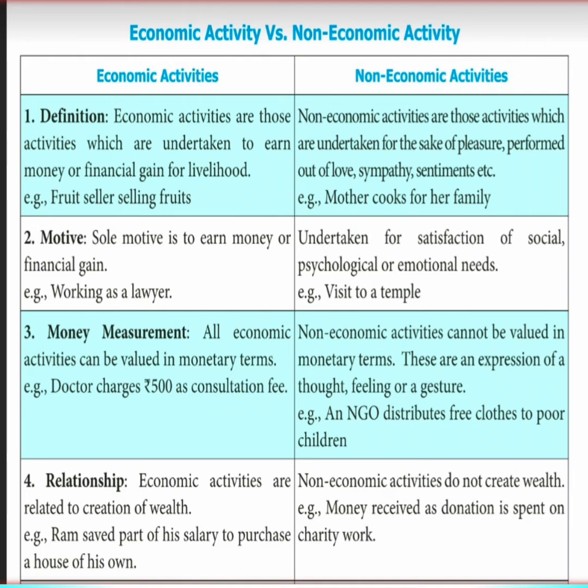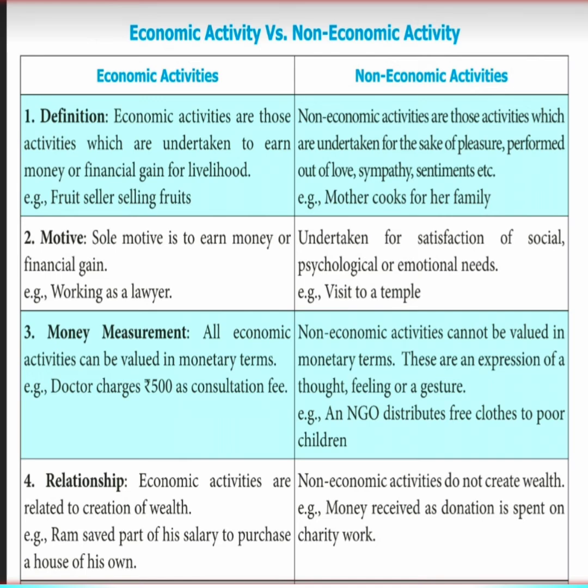So example, a mother cooks for a family. When the mother cooks for a family, she will not get money for it. She cooks out of love. Next base of difference is motive. Motive means objective. The sole motive is to what? Earn money only, or financial gain.